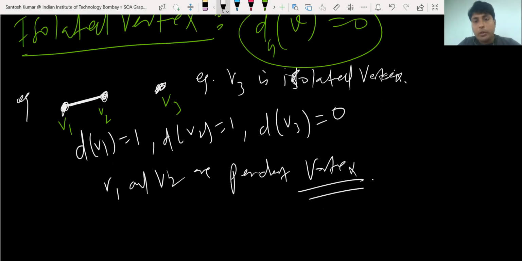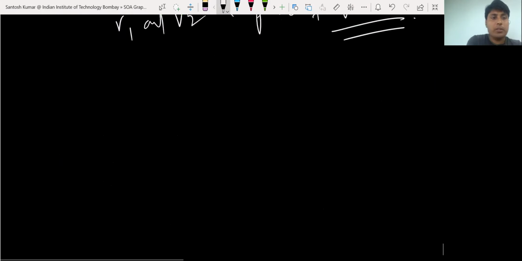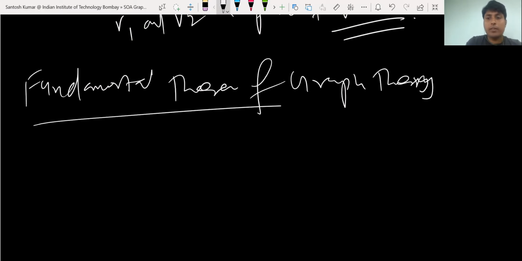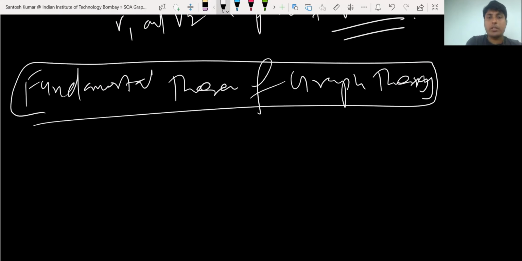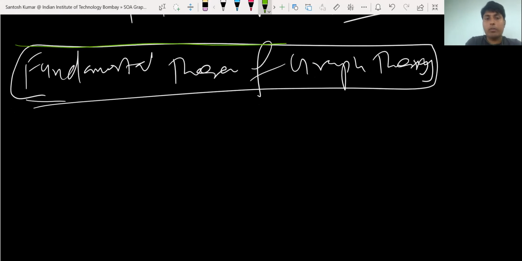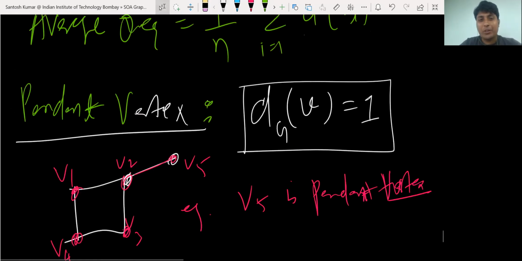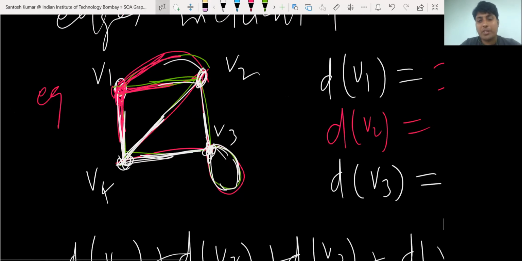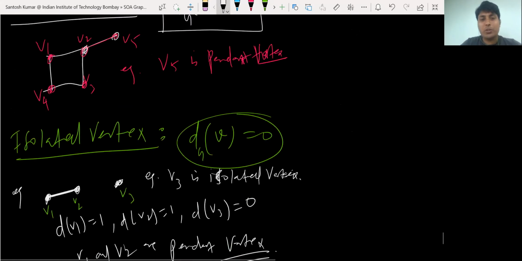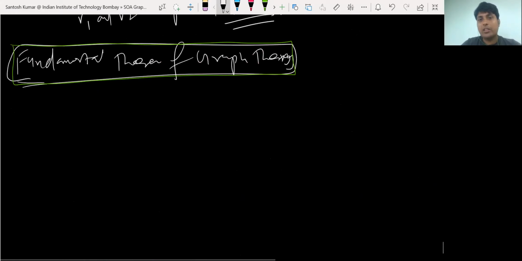So I will stop here today, and in the next class I will start with this topic, the fundamental theorem of graph theory. This is a very good result. Actually, when we see it the first time, it looks surprising. I gave you the question, can you find any graph where the sum of degrees of all the vertices is odd? This theorem says no, there is no such graph. You will not have any such graph.